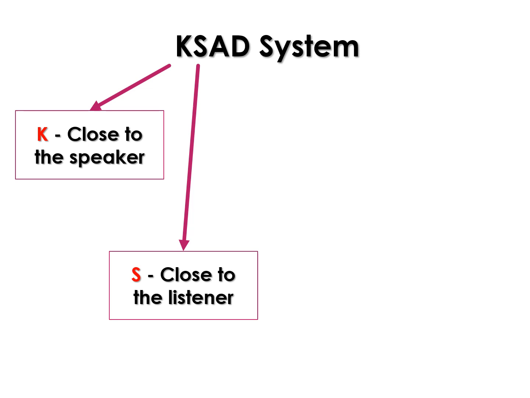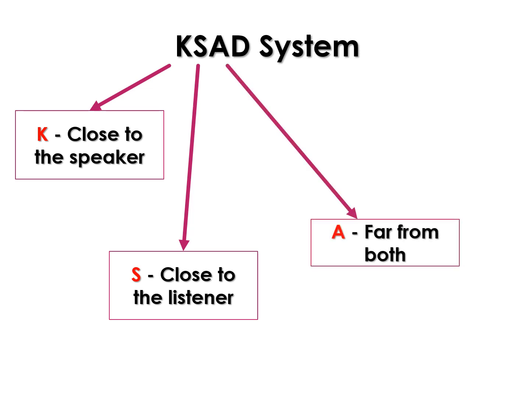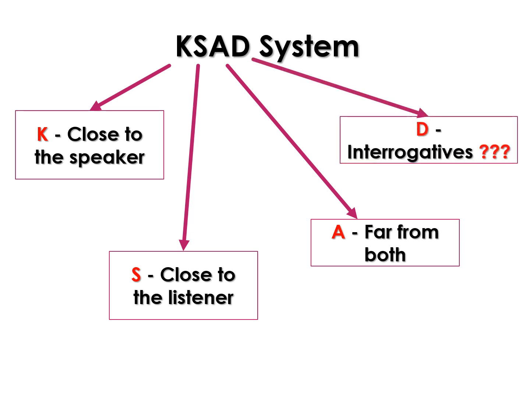Pronouns that express things close to the listener begin with the letter S. Pronouns that express things far from both the speaker and listener begin with the letter A. And interrogative pronouns that ask a question begin with the letter D. Let's look at them closely in the next few slides.